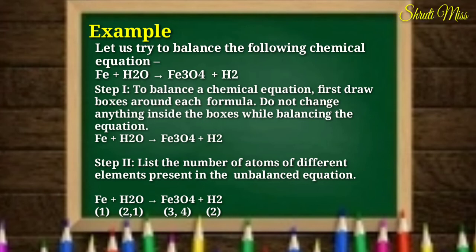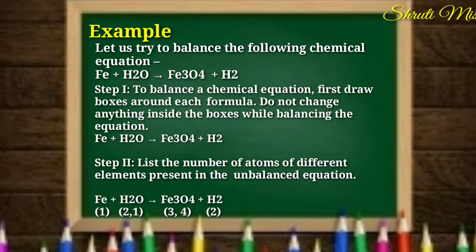Let us try to balance the following chemical equation. The first one, the equation is Fe plus H2O makes Fe3O4. In step 1, to balance a chemical equation, first draw boxes around each formula. Do not change anything inside the boxes while balancing the equation. And in the second step, list the number of atoms of different elements present in the unbalanced equation.